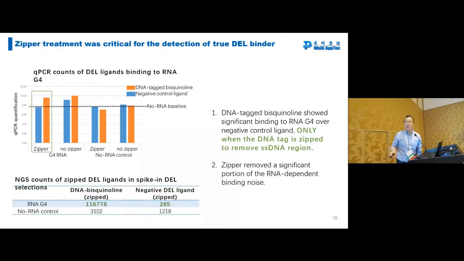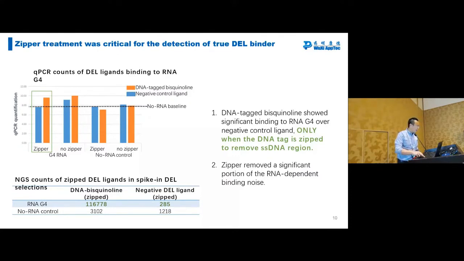But this only happened with the zipper treatment. Without the zipper treatment, our negative ligand also showed substantial binding to our RNA target. This background binding is RNA dependent, as in our no target control we don't see that background. So the zipper treatment was able to remove a significant portion of the RNA-dependent binding noise. We sent the samples to NGS, and to confirm, the zipper treatment indeed gave us a much higher binding signal of the compound, with a minimum level of background noise due to the DNA interaction.